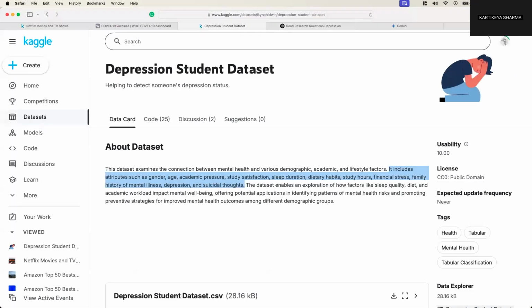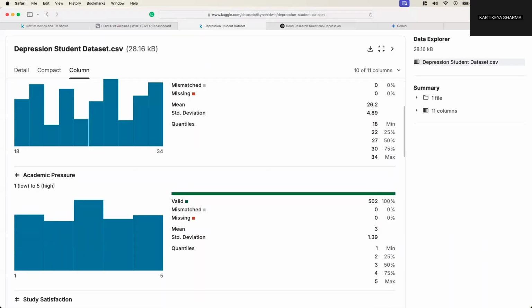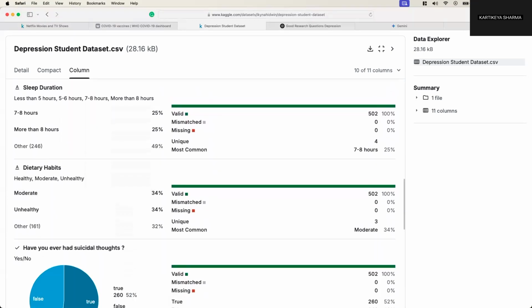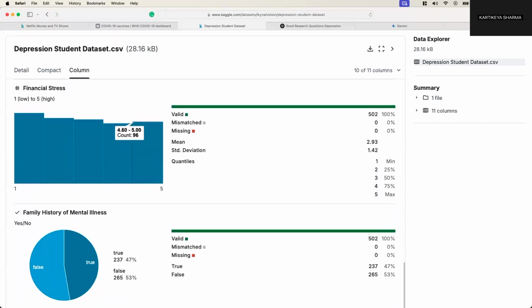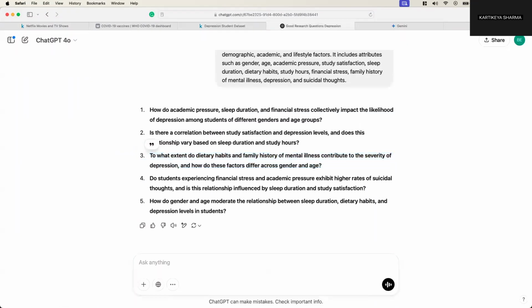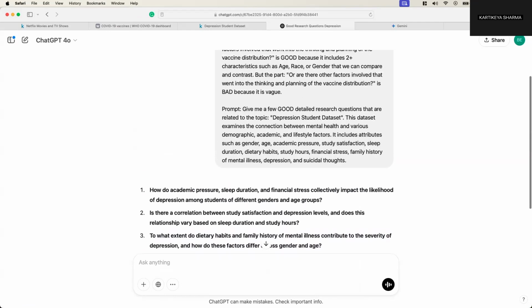So if we go back to our data set, we have a column for academic pressure. We have one for dietary habits, which is what the research question was about. We have a question on family history of mental illness. For example, we can also look at things such as financial stress and academic pressure. These are 2 characteristics again. We can also look at gender and age and its relationship between sleep duration, dietary habits, and depression levels. So there's many combinations of characteristics we can combine, and hopefully the analysis itself will lead to some interesting conclusions.